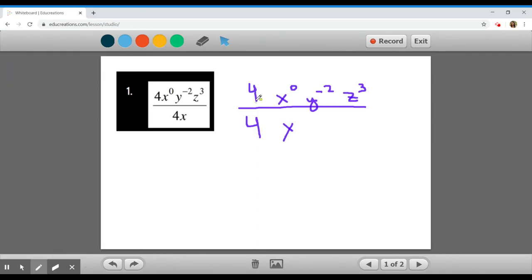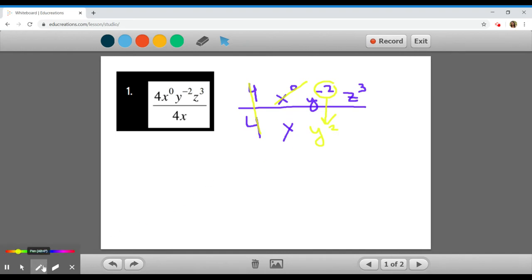Something divided by itself, 4 divided by 4, cancels. I can get rid of it. Something raised to the 0th power equals 1. In a problem like this, that's nice. We cancel it, we get rid of it. Can't do anything with this x. I'll leave it alone. But since this is a negative exponent, I know I'm really dividing by y twice. That's going to cross my fraction bar and become positive.